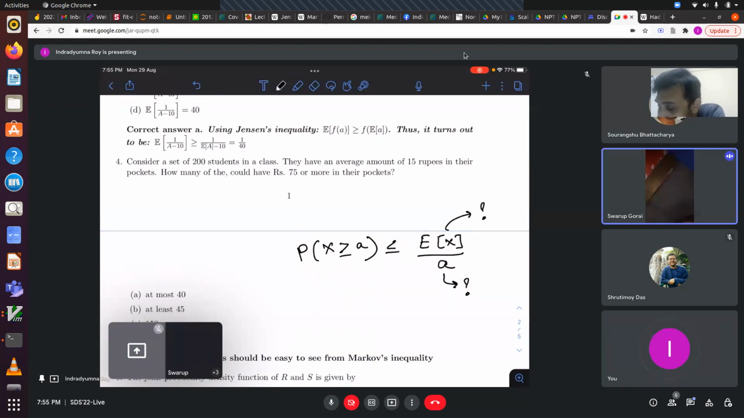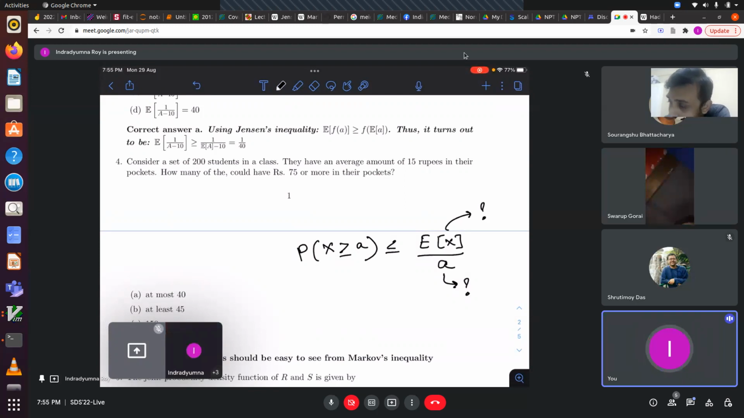That means average amount means this is the expectation of X. Exactly. Okay, so the first question mark is answered. The average amount is this, so we know that this expectation of X value is 15. Okay, sir.